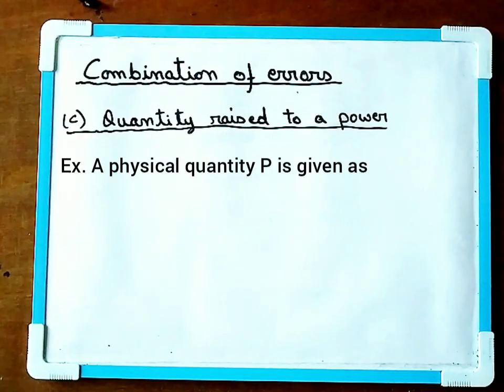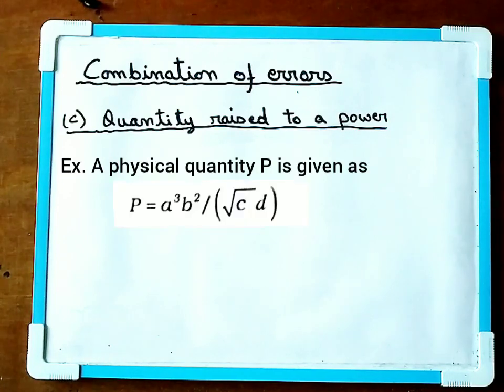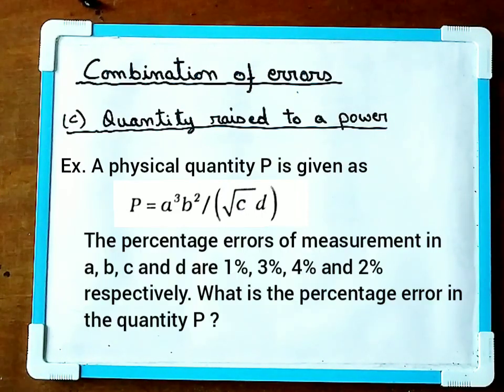For example, say a physical quantity P is given by the relation P is equal to A to the power 3, B to the power 2, divided by root over C into D. The percentage errors in measurement in A, B, C and D are 1, 3, 4 and 2% respectively. So the percentage error in A is 1%, in B is 3%, in C is 4%, and in D is 2% respectively. The question is, what is the percentage error in the quantity P?